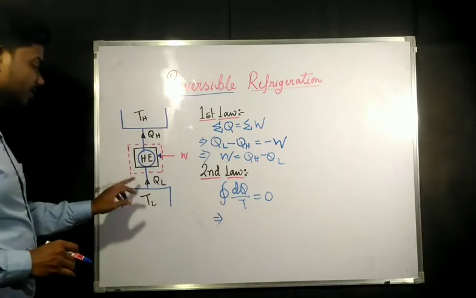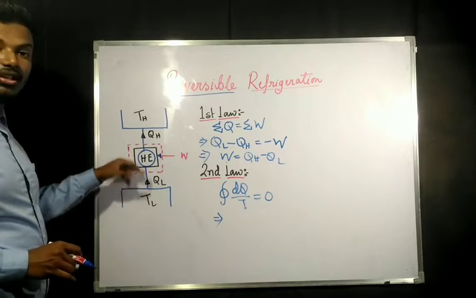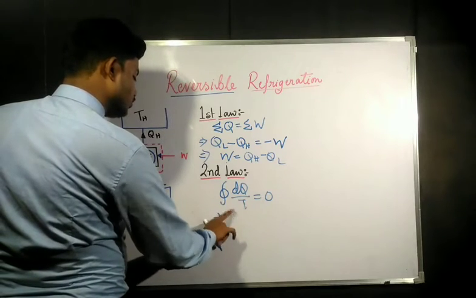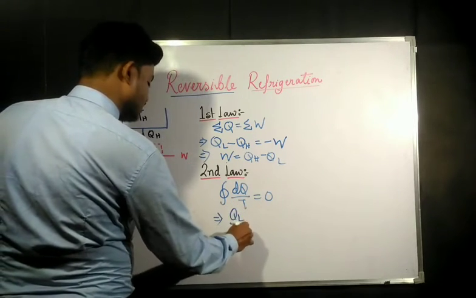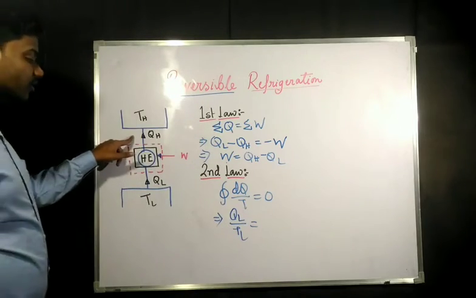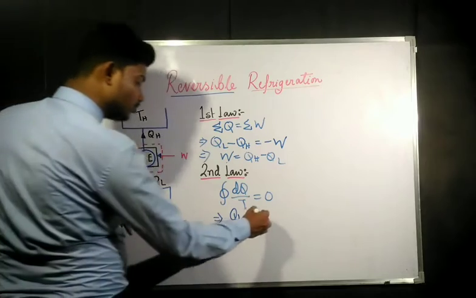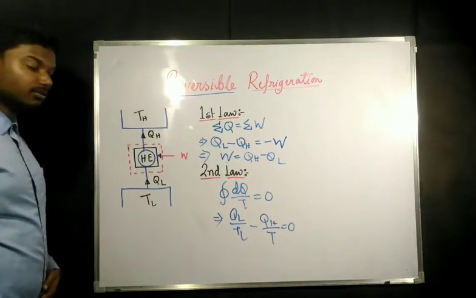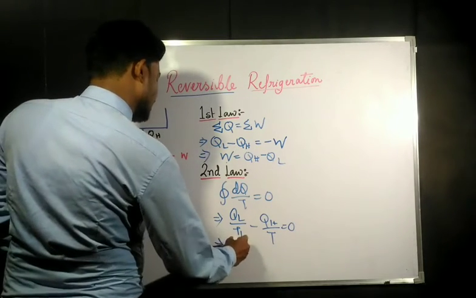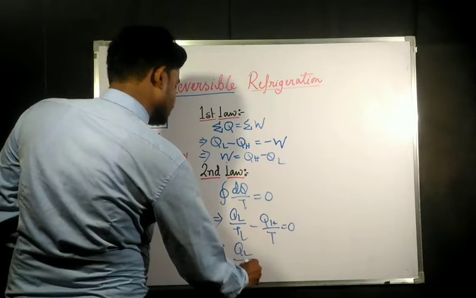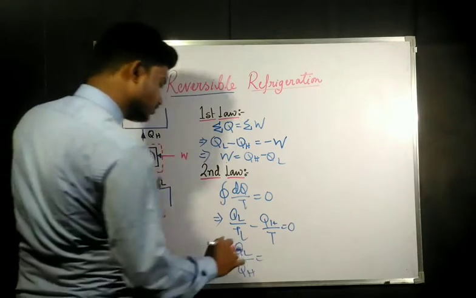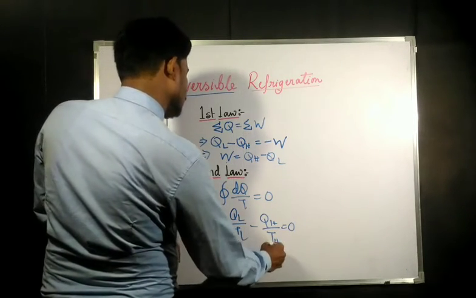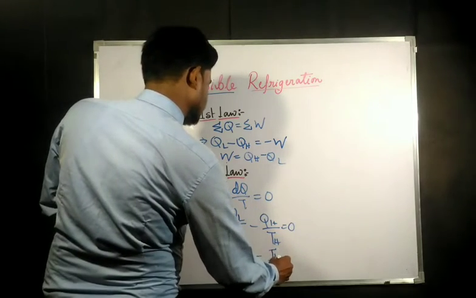Here, the heat going into the system is positive, so we write QL by TL, and since QH is going out, this is negative, so it is QH by TH. This is equal to 0. So from here you can easily write that QL by QH is equal to TL by TH.